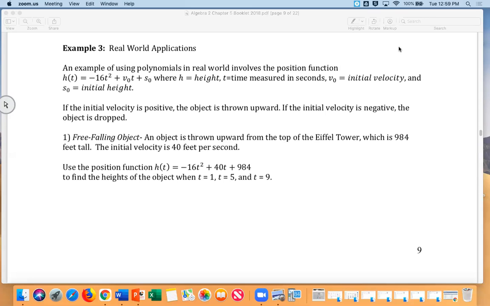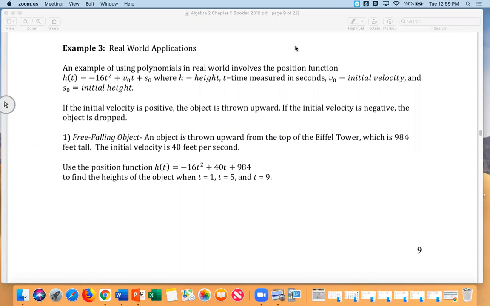So I'm on top of the Eiffel Tower, and I throw a ball up in the air. My initial height is 984 feet off of the ground, and I throw it up with an initial velocity of 40 feet per second. This is my equation. So I want you all to hit y equals on your graphing calculator and type that in.